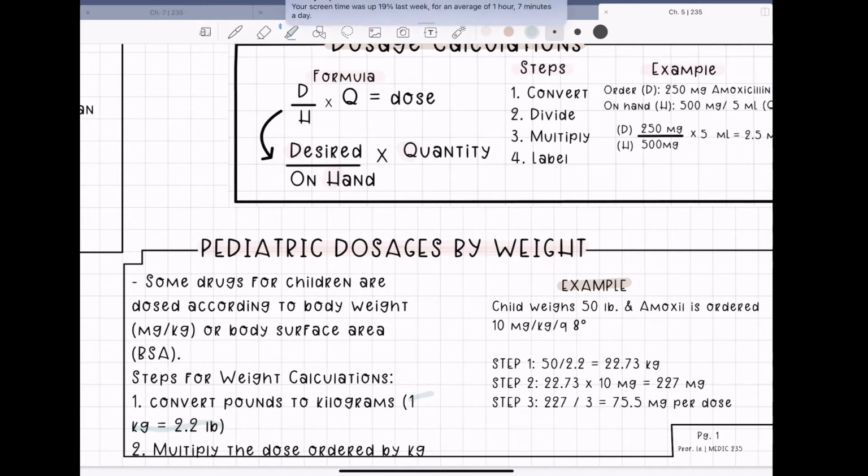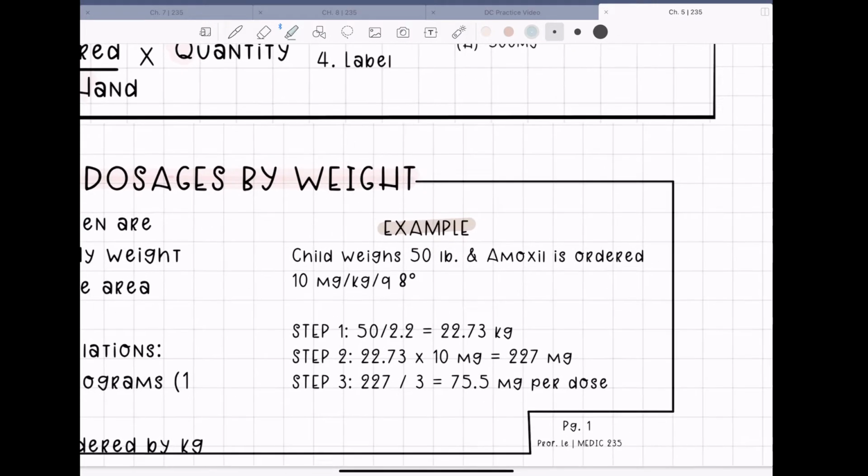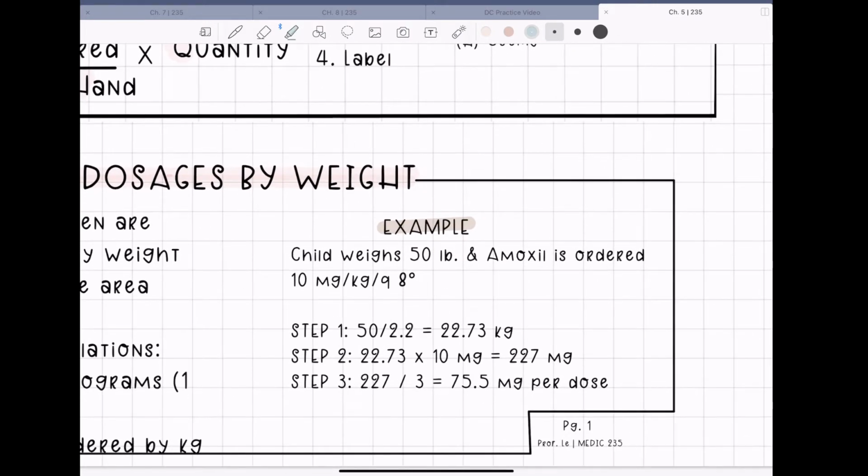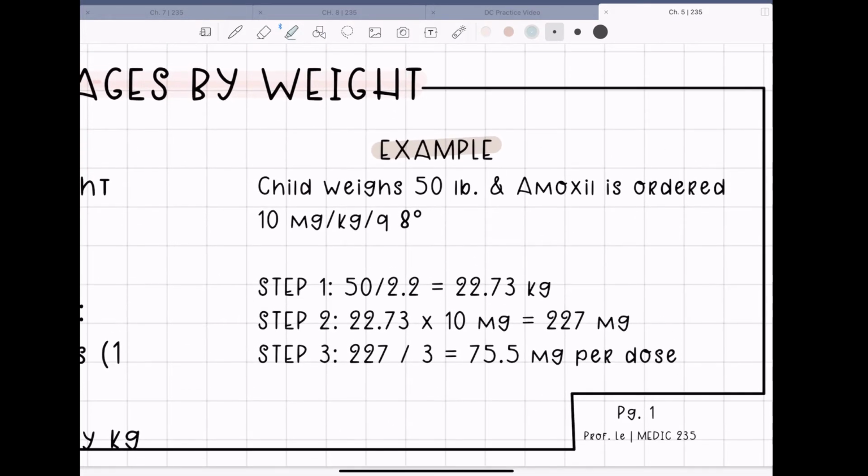You can see that down there. And you want to multiply the dose ordered by kilograms. So I have an example worked out for you over here. For example, the child weighs 50 pounds and Amoxil is ordered as 10 milligrams per kilogram every 8 hours. And so this is what this reads, 10 milligrams per kilogram every 8 hours, okay?